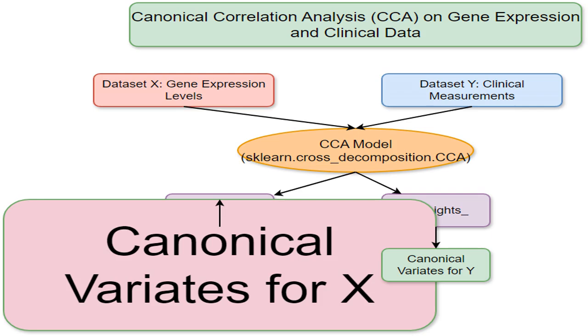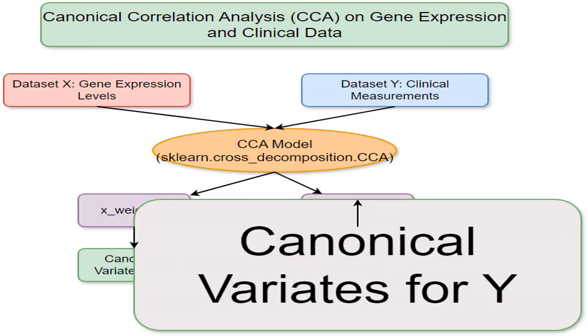These are the new variables, calculated by combining the gene expression levels, dataset X, using the weights from x_weights_. They're linear combinations that maximize correlation with the corresponding variables from dataset Y. It's like making a new dish using the x_weights_ recipe. These are analogous to the canonical variates for X, but derived from dataset Y, clinical measurements, and the weights in y_weights_. They represent the best linear combination of clinical measurements to correlate with gene expression. It's like making a different dish, Y, with the y_weights_ recipe.